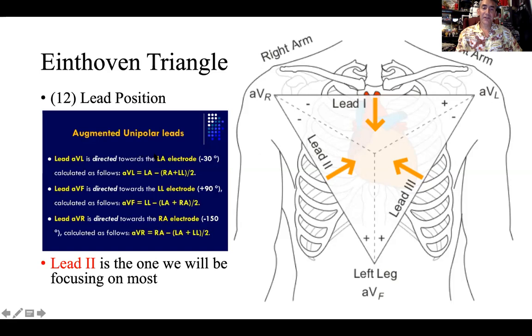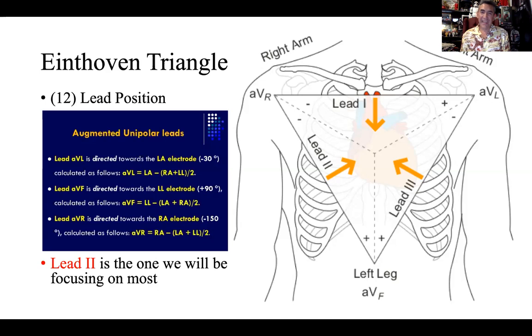We can actually mathematically derive the other leads to generate the 12 readouts. I'm not going to get into all the discussion, but they're calculated as follows: AVL, AVF, and AVR, right? So there's AVR, AVL, and AVF. These are mathematical composites. They're the composites of all this electrical activity going all over the place.